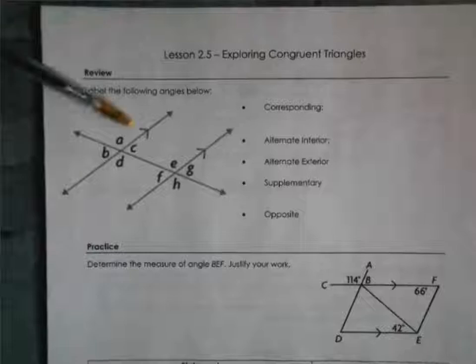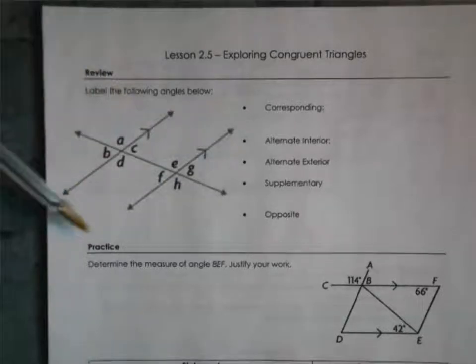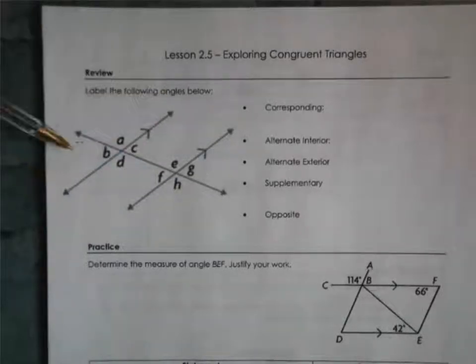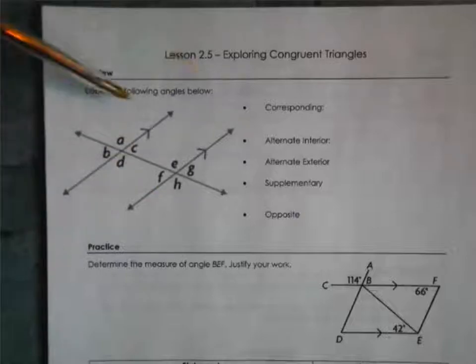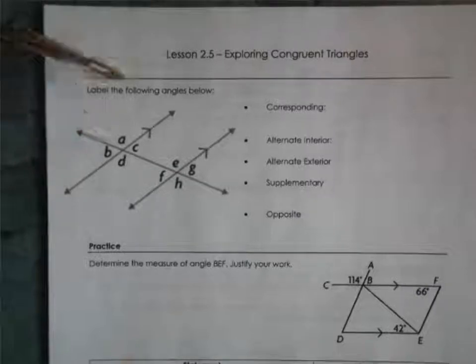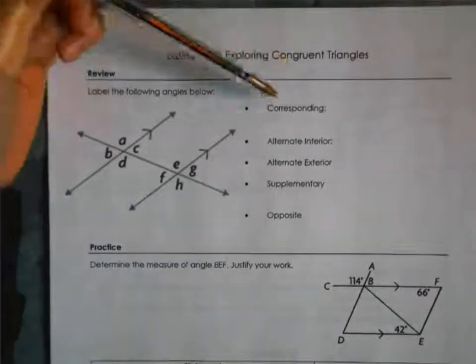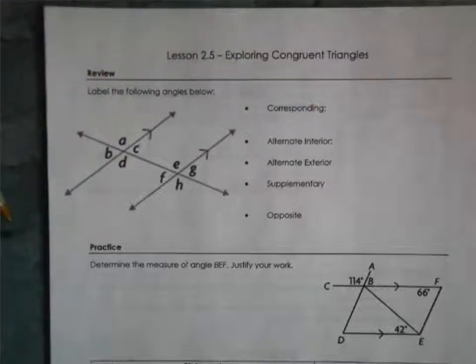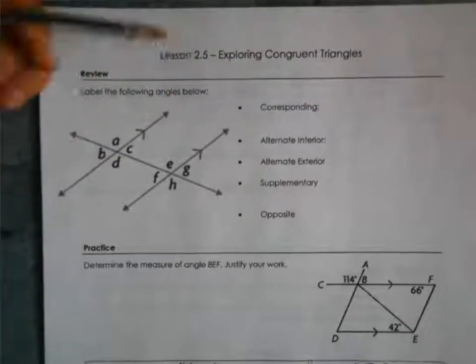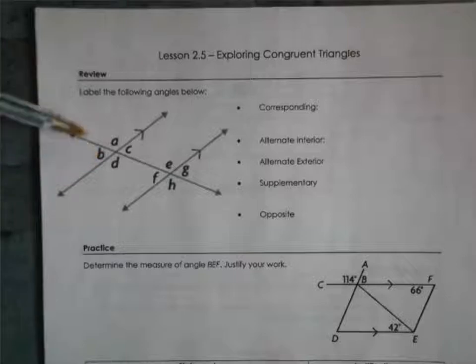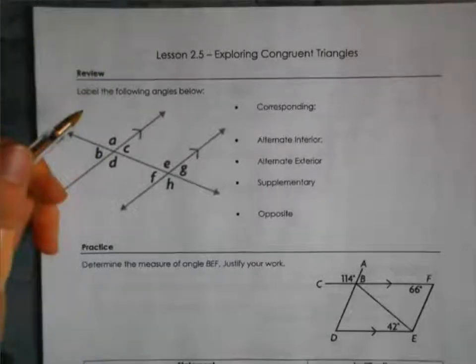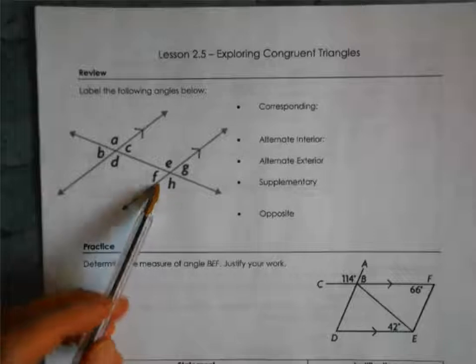So here we have a set of parallel lines with a transversal, and we're being asked to label the following angles. First of all, they want us to label all of the corresponding angles. So remember that corresponding angles basically mean they're in the same spot as each other, but just on the opposite parallel line.